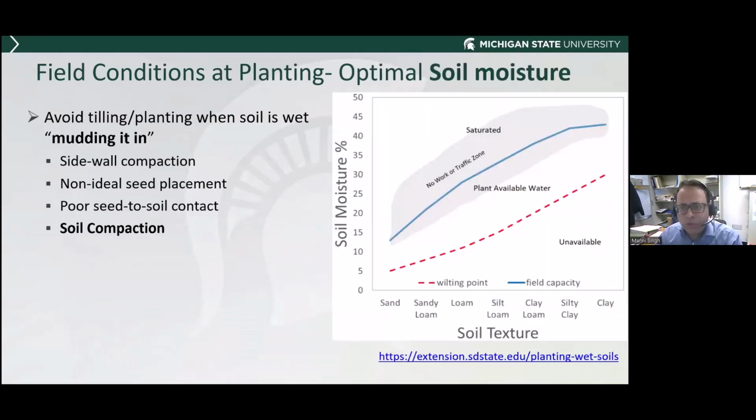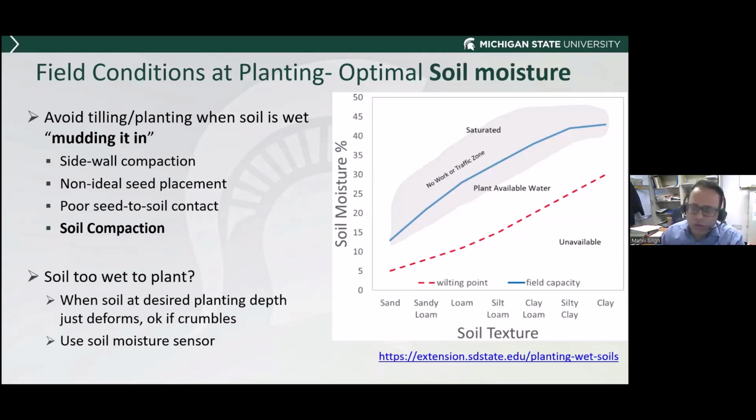To me, the more important factor now is soil moisture rather than the temperature. I think this is where we have to be very careful. Because if we are not, so to speak, mudding the seed in, it can lead to some of these issues in the growing season. Sidewall compaction, things that will restrict root growth and plant development, but also lead to long-term soil impact, soil compaction issues, right? What is too wet to plant?